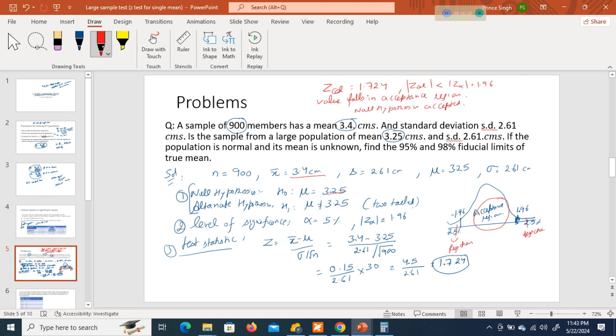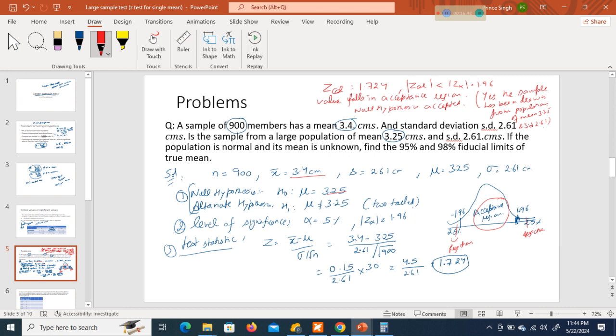So it means that yes, the sample has been drawn from the population of mean 3.25 and standard deviation 2.61 only. This is the first part of the answer. Now come to the second part.